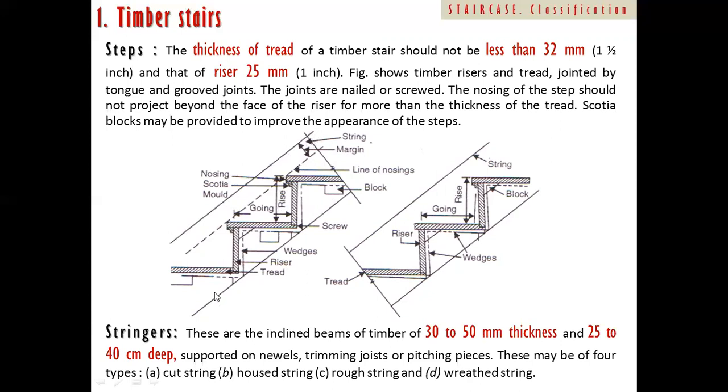Now then the stringer. Okay, so I am talking about this stringer part, this particular portion. Stringers are the most important part. These are inclined beams of timber of around 30 to 50 mm thickness and 25 to 40 centimeter deep. One side is supported by the newels, and the other side is also supported by the newels, and sometimes the trimmer, the timber joist. Okay, like that.